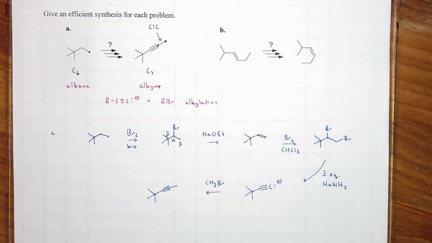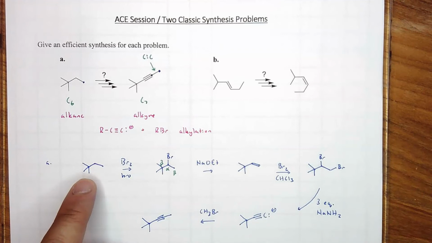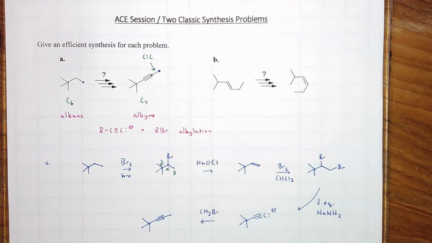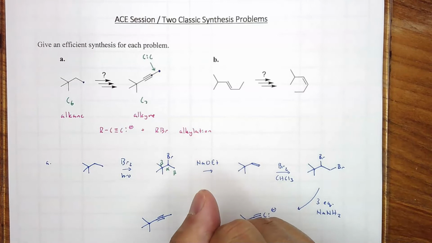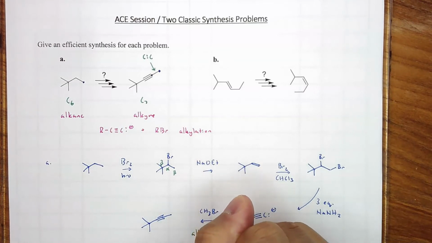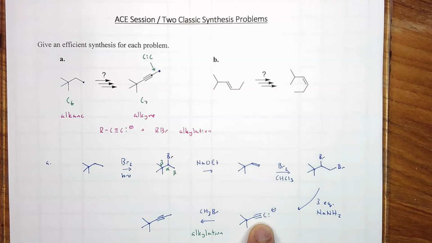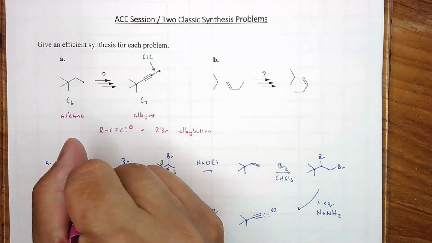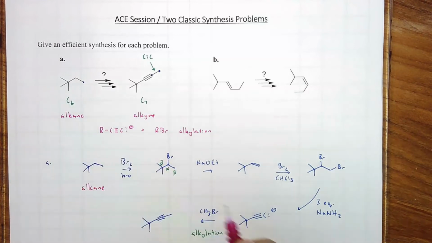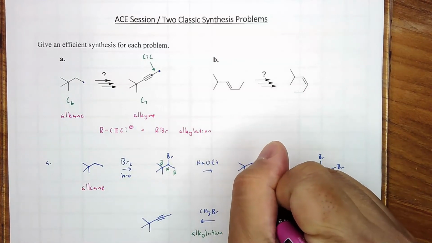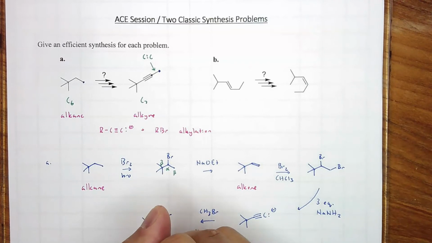So I call this one of the classic synthesis problems for alkyne chemistry because it takes you from an alkane all the way to an alkyne, but in this synthesis, there's also an alkylation step. This one's an alkylation. And there was no reason to protonate the alkyne, since we needed it deprotonated to do the alkylation. And one last time, classic synthesis, alkane to alkene to alkyne.